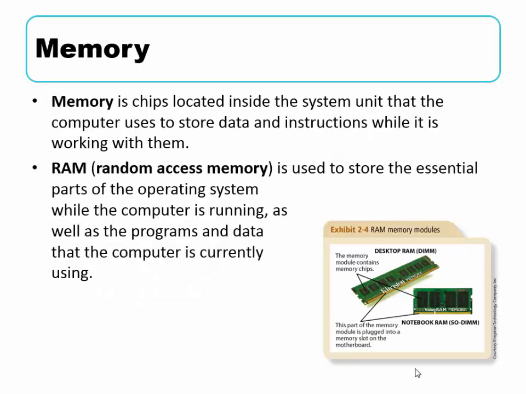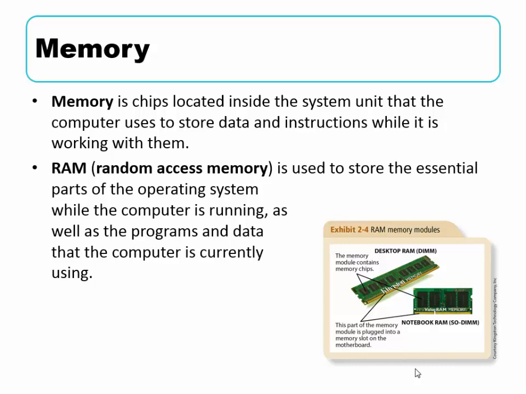In a computer, memory is chips located inside the system unit that the computer uses to store data and instructions while it is working with them. RAM, or random access memory, is used to store the essential parts of the operating system while the computer is running, as well as the programs and data that the computer is currently using. The term memory in reference to computers usually means RAM.